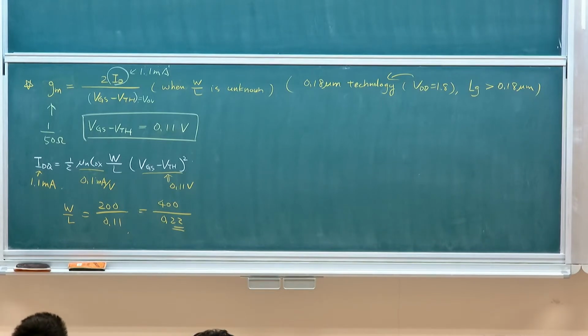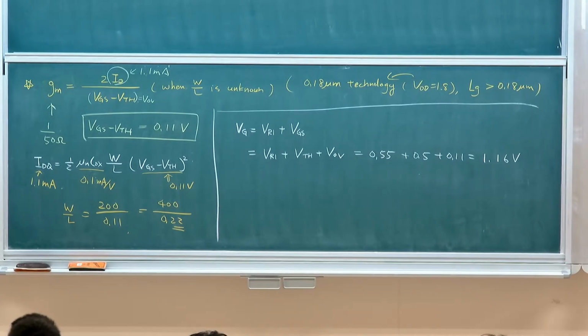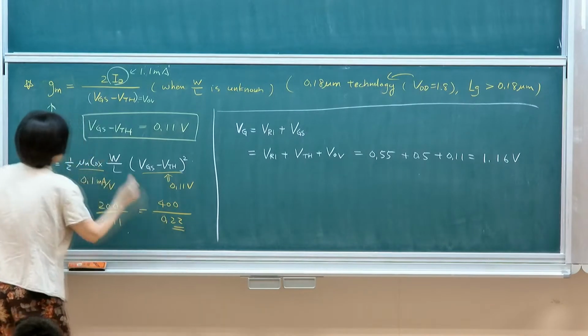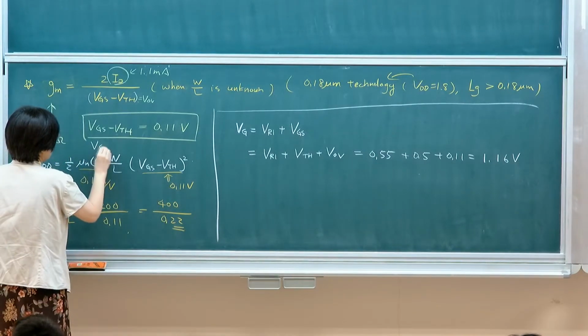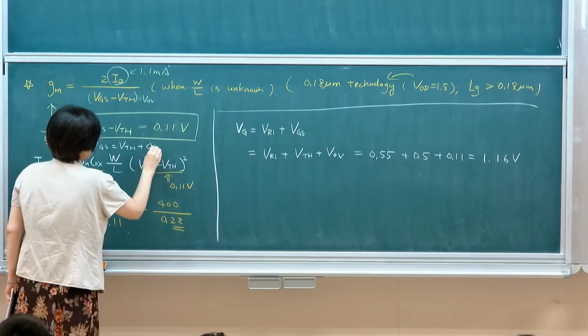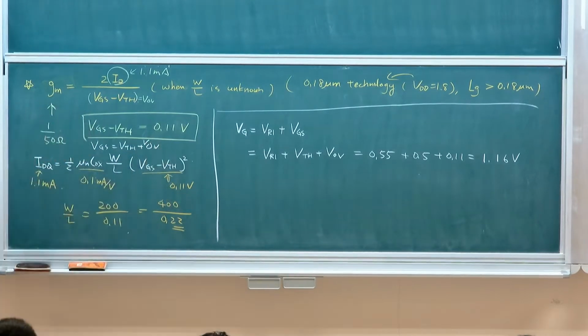Okay? So I'm just summing up all the biasing voltages. This is VGS. So it's overdrive plus a threshold, right? You put it over. VGS, let me write it down. In this case, VGS equals the threshold plus the overdrive, VOV. Okay? Yes?